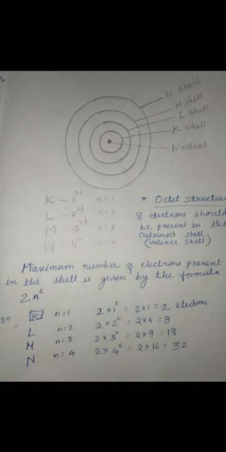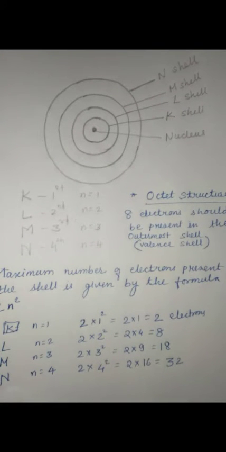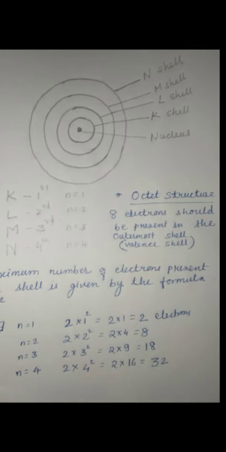But there is something which is called the octet structure. Now what is this octet structure? I have told you atoms react. Atoms of various elements react to form different compounds and different substances. Now why do they react? What is the reason for reacting? They react to attain stability. When can they attain stability? When they have the octet structure.